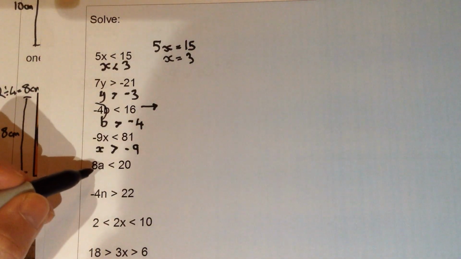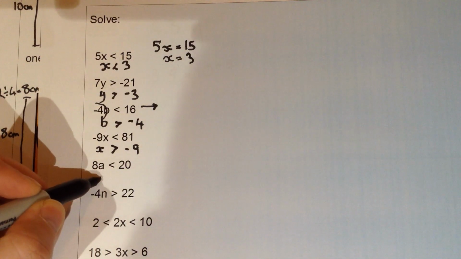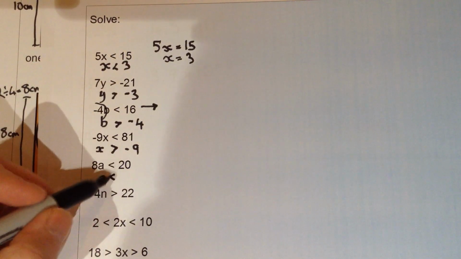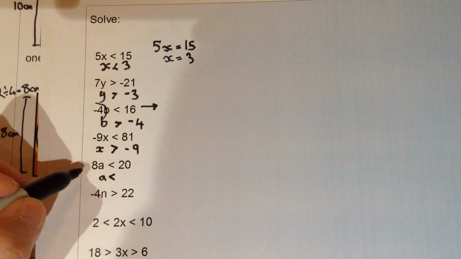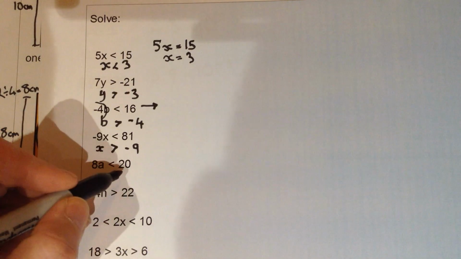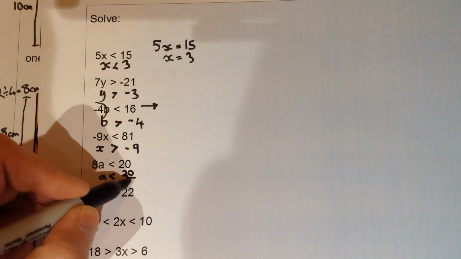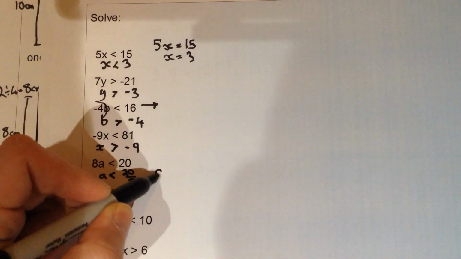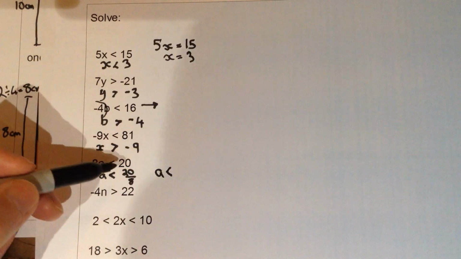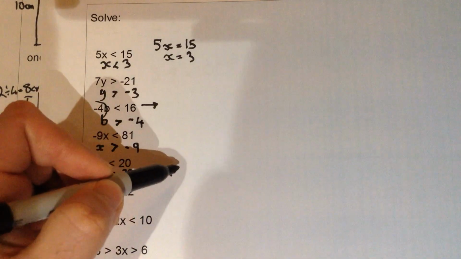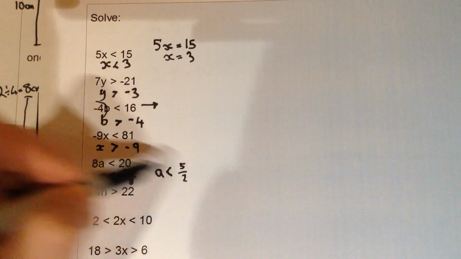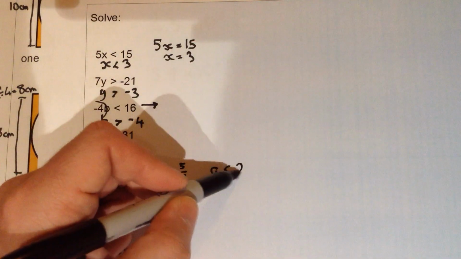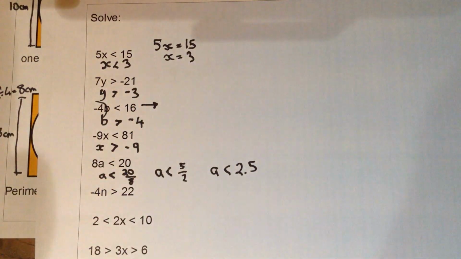Here we're just dividing by a normal positive number. So if I divide it by 8, that gives us a less than, no need to change that. 20 divided by 8 doesn't go perfectly, so I'd probably write that as 20 over 8. And then I'm going to simplify this, so it would give me that a is less than, dividing top and bottom by 4 here, 5 over 2. You could also write a is less than 2.5, but either answer would be acceptable.